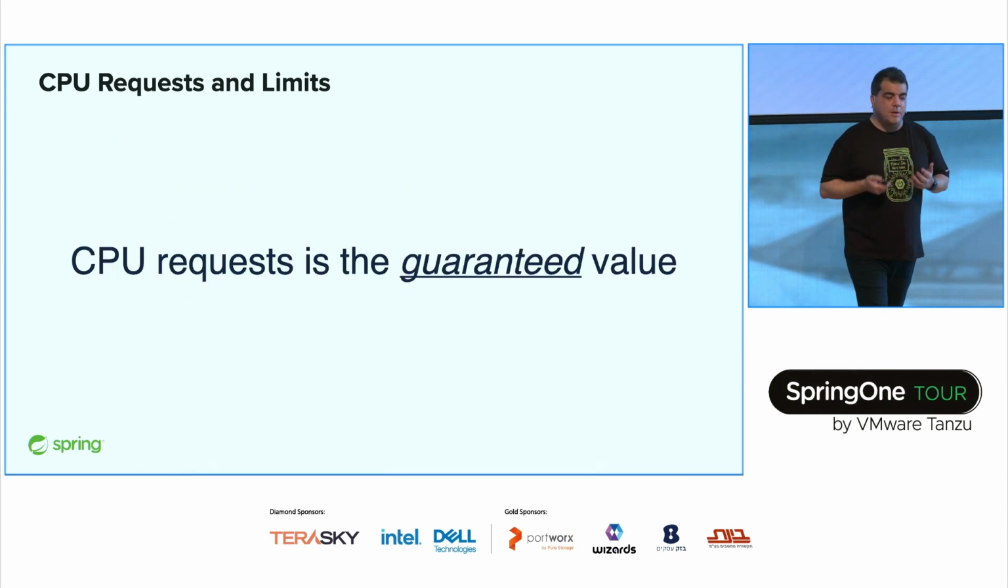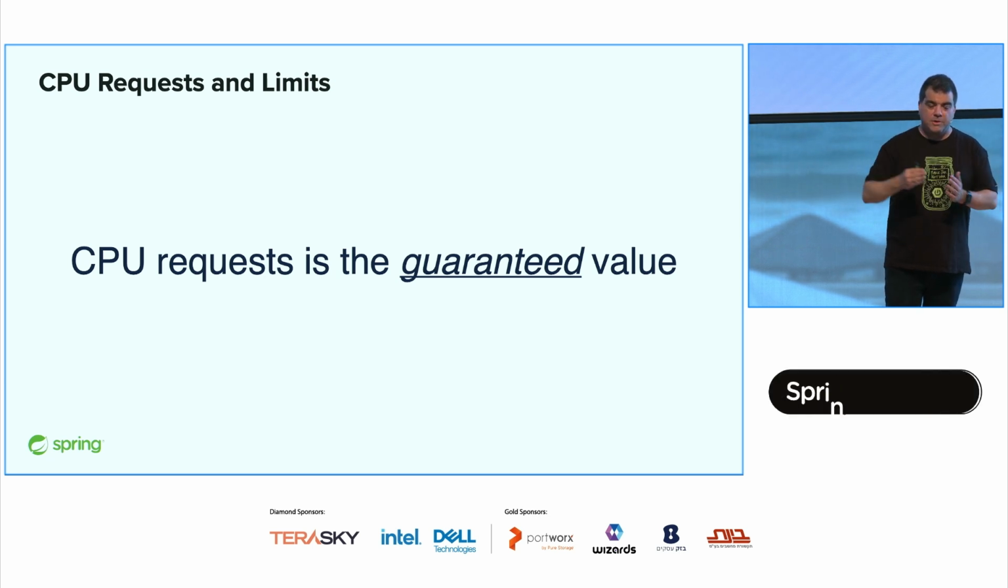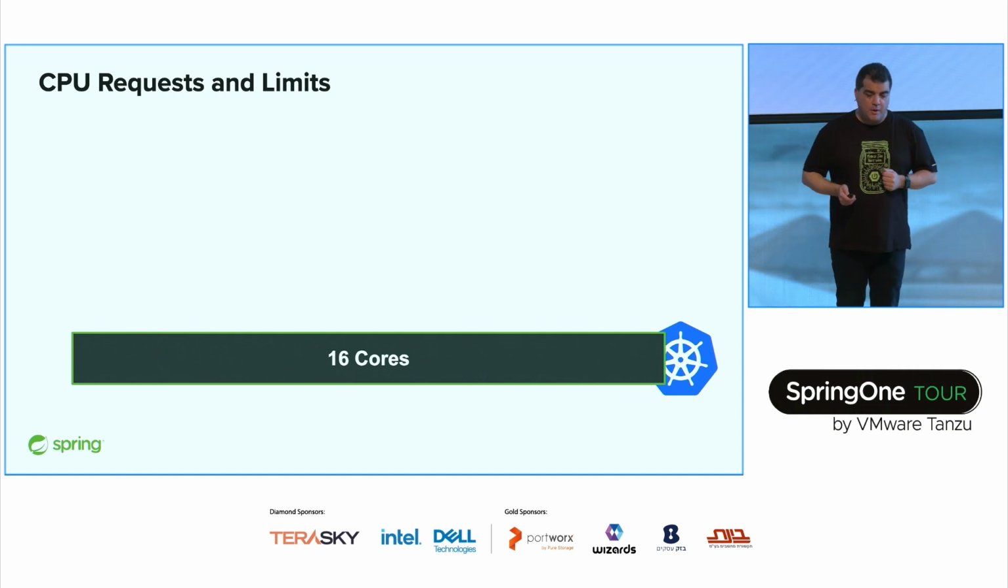The reason for that is that the CPU request is the guaranteed value, right? As we said, we don't limit it. We just say what is the minimum amount you can get. Let's look at an example here.